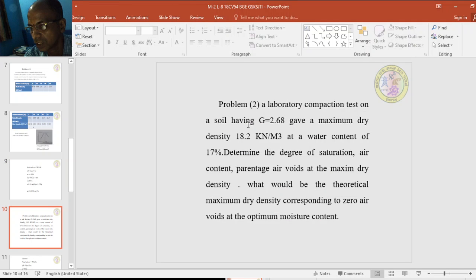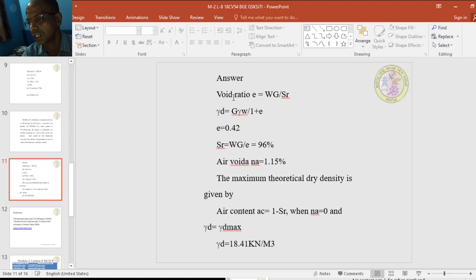A laboratory compaction test on a soil having G of 2.68 gives a maximum dry density of 18.2 kN per meter cube at a water content of 17%. Determine the degree of saturation, the air content, and the percentage air voids at the maximum dry density. What would be the theoretical maximum dry density corresponding to zero air voids at the optimum moisture content that we have determined? So the answer: void ratio e is wG by Sr, gamma d is G into gamma w divided by 1 plus e, e is 0.42, Sr is wG by e, 96%. Air voids, substituting in the previous equation, is 1.15. For the maximum theoretical dry density, air content is 1 minus Sr, na is 0, so gamma d is gamma max, that is 19.1 kN per meter cube.